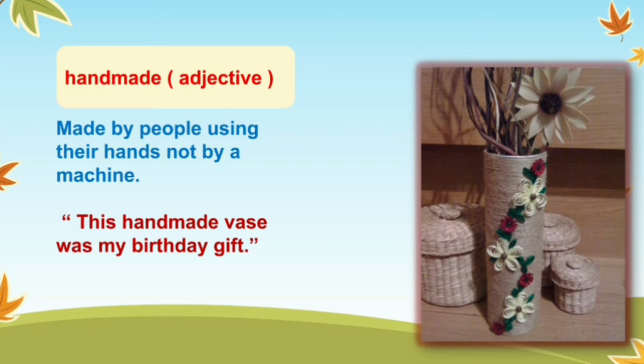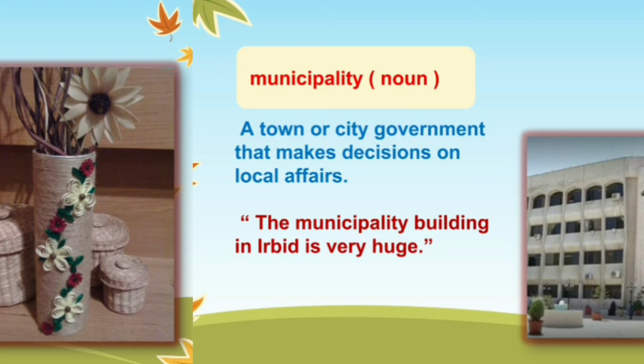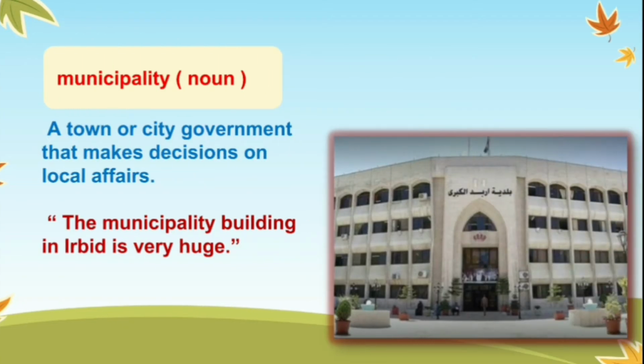Handmade: something made by people using their hands, not by a machine. Look at the picture and read the example as well. Municipality: a town or city government that makes decisions on local affairs. Please read the example and look at the picture.